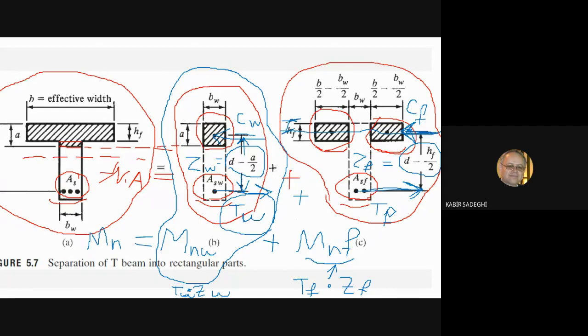And in total, from the top to the centroid of the tensile steel, it was D, you remember. Therefore, it is D minus HF over 2. And MN totally equals MNW plus MNF. It means it equals TW times ZW plus TF times ZF. These are the concepts for finding the formulas that we had seen for the T-beams. This is the formula that we found in the next slide.